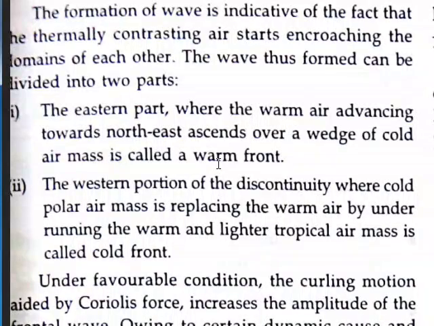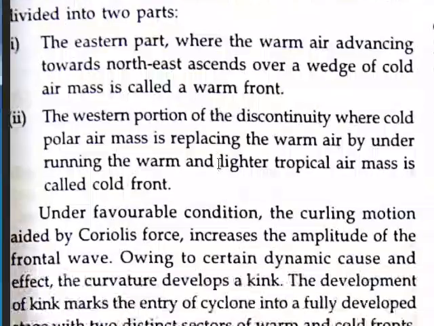The eastern part, where the warm air advancing towards the northeast ascends over a wedge of cold air mass, is called the warm front. The western portion of the discontinuity, where cold air mass replaces the warm air by underrunning the warm and lighter tropical air mass, is called the cold front.